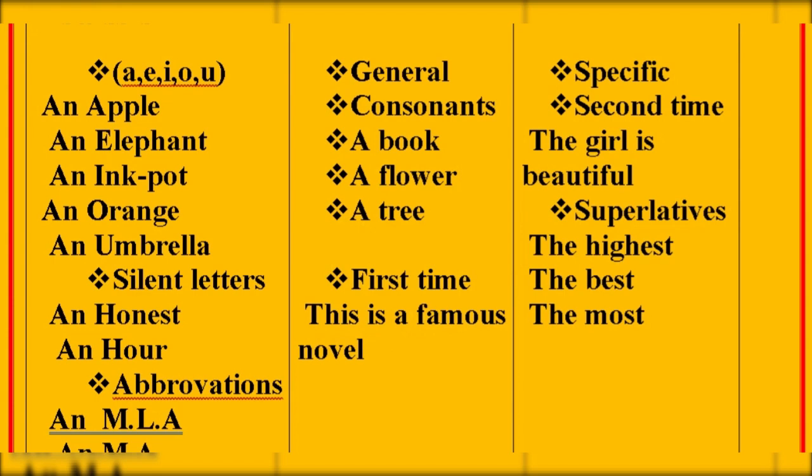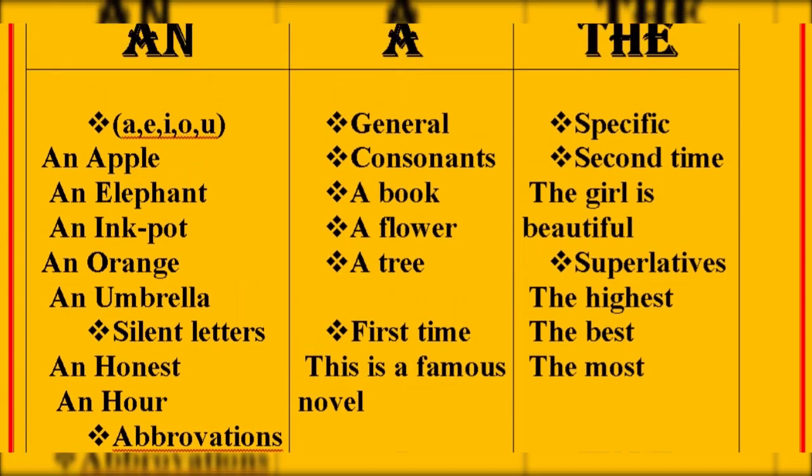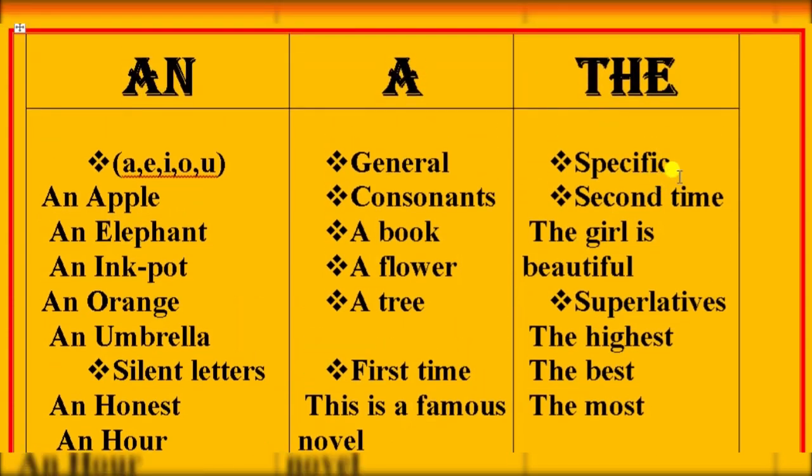Let us move on to the definite article the, right? The is used with something specific. We use the the second time we mention a noun. The girl is beautiful. You see, the girl is beautiful. The second time you use it, the girl is beautiful. And with superlatives.